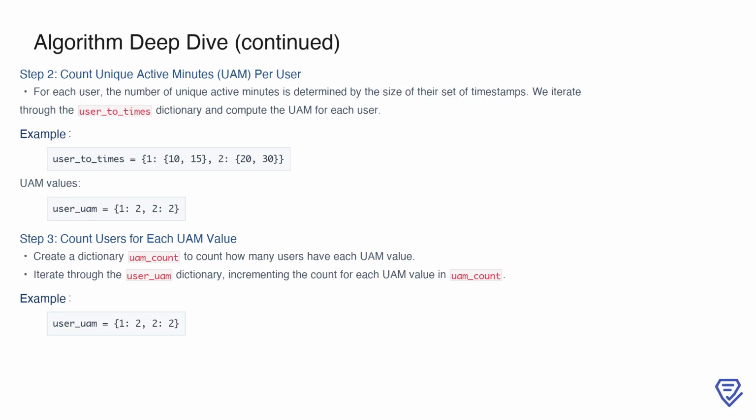After that, we proceed to count how many users have each unique UAM value. For this, we use another dictionary called UM_count, which maps each UAM value to the number of users who have that UAM. Iterating through the user_um dictionary, we increment the count for each UAM value in UM_count. For instance, given user_um equals {1: 2, 2: 2}, the resulting UM_count dictionary would be {2: 2}, indicating that 2 users have exactly 2 unique active minutes.